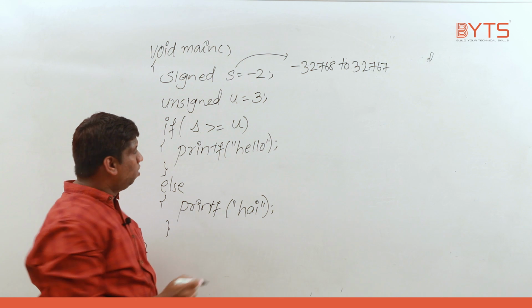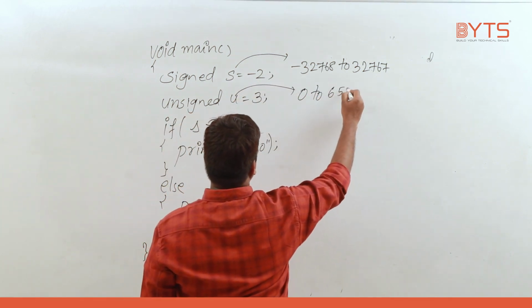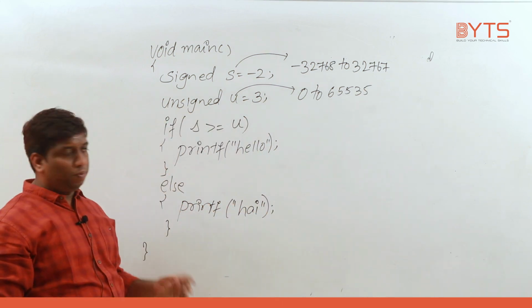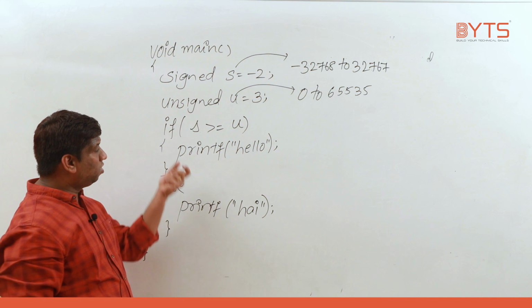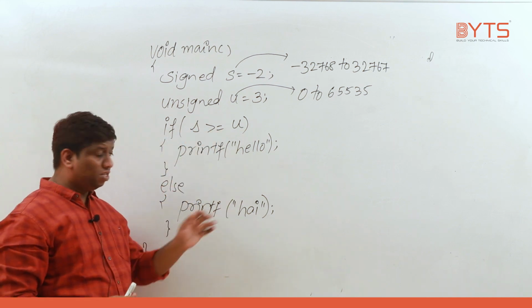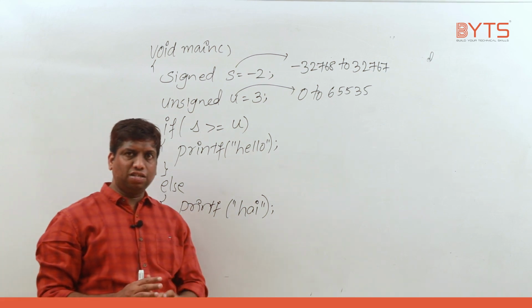-2 is only stored. What is the range of U? 0 to 65,535. 3 is also in the range. We are happy, so we are thinking that -2 greater than 3 is false, that is the reason the answer is hi. No, surprisingly that is not the case. Now we'll understand what the answer is and why.